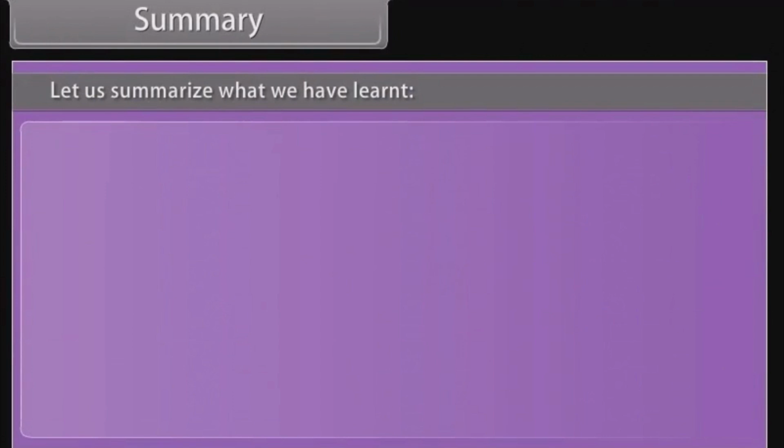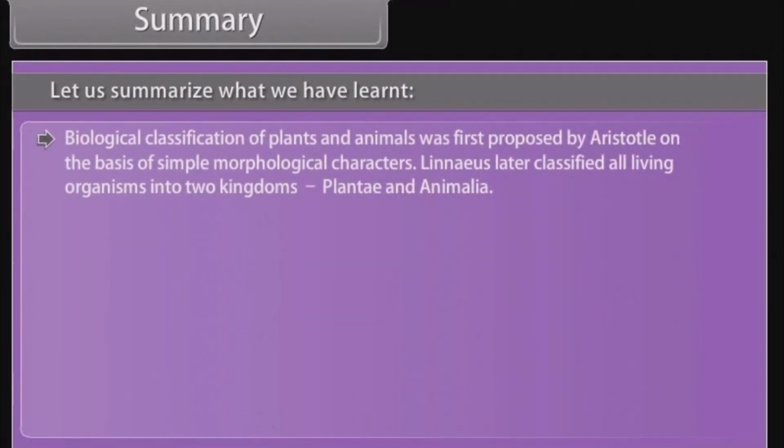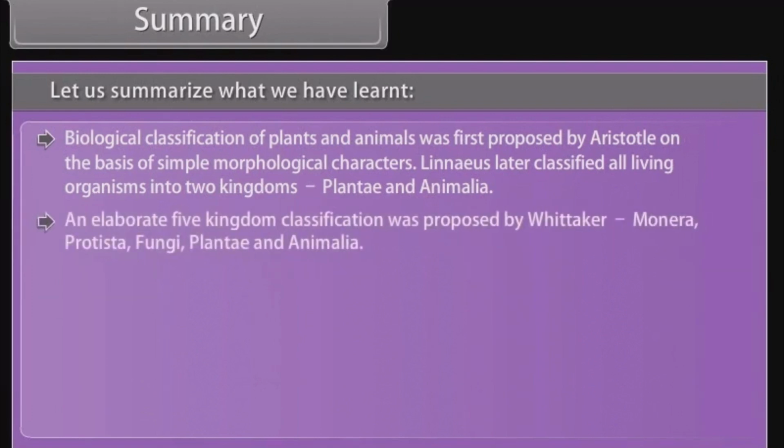Summary. Let us summarize what we have learned. Biological classification of plants and animals was first proposed by Aristotle on the basis of simple morphological characters. Linnaeus later classified all living organisms into 2 kingdoms, Plantae and Animalia. An elaborate 5-kingdom classification was proposed by Whittaker: Monera, Protista, Fungi, Plantae, and Animalia.